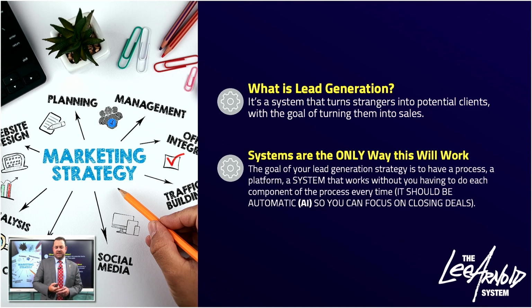The goal of your lead generation strategy is to have a process, a platform, a system that works without you having to do each component of the process every time. It should be automatic. This is artificial intelligence, so you can focus on closing deals. Now, what I'm talking about is something that is going to go out into the stratosphere and find the people who are most likely to want to do business with you in the shortest period of time. So we don't have to waste our time going around and shaking hands and kissing babies of people who don't want to do business with us, who never want to sell their property, who never need to borrow funding.